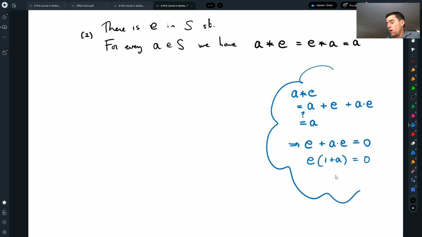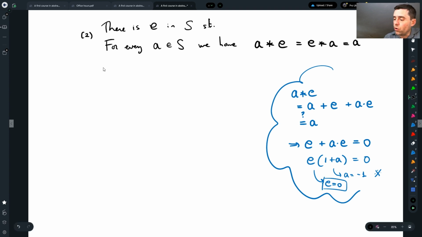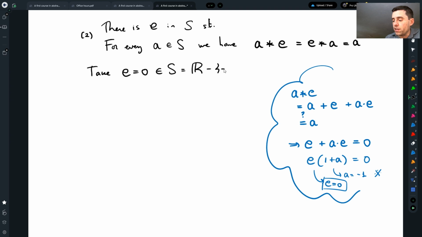But the possibilities now are either A is minus 1, but that is not possible because A is in S, so A is not minus 1, or E is 0. So 0 works. So I need to check that there is an E in S that does that job. If I take E to be 0, which is in S, remember S is just the real numbers except the number minus 1, so 0 is in there, then what happens with A star 0?